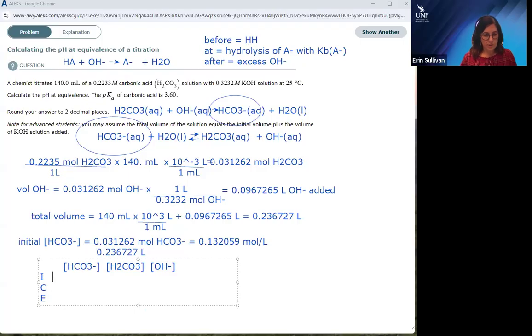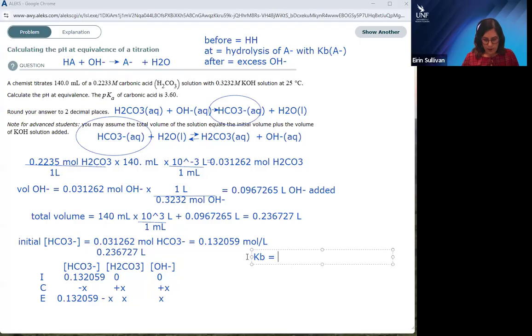So my initial concentration is 0.132059. This will start at 0, this will start at 0, and then the change will be minus x, as that is ionizing, plus x and plus x. So at this point, it's like any ICE table, and then equilibrium will be 0.132059 minus x, x, and x. So we're going to stuff those equilibrium values into my Kb equation. So Kb is going to be H2CO3 times OH minus divided by HCO3 minus.